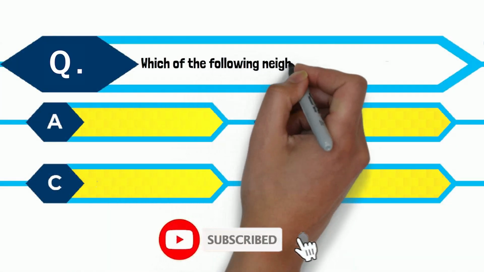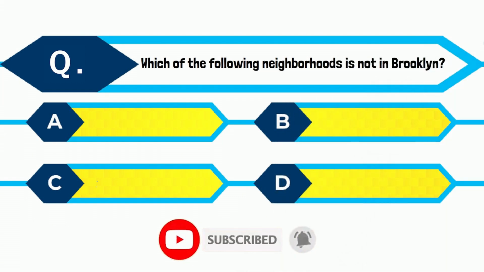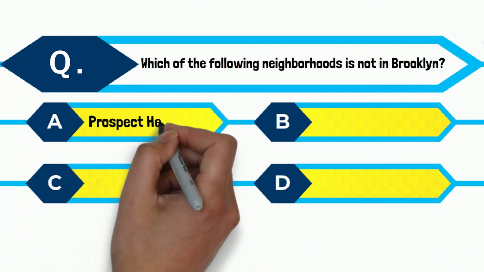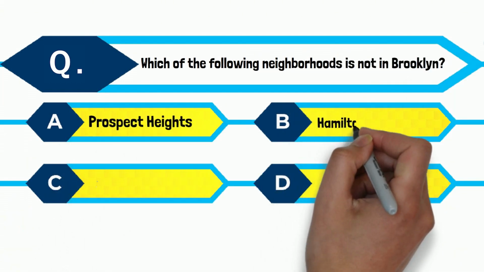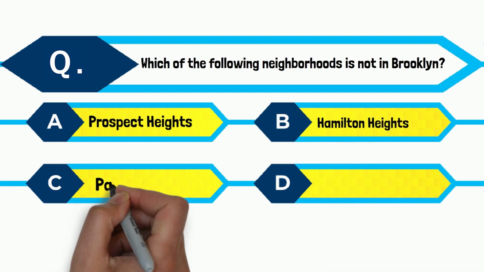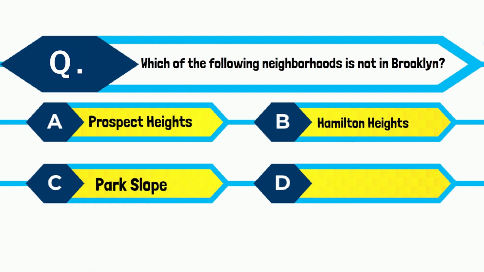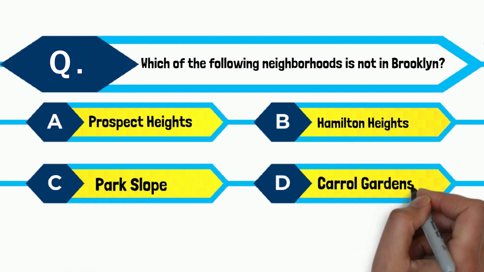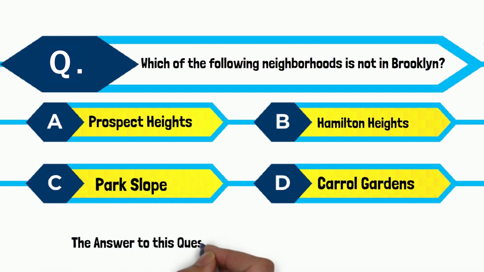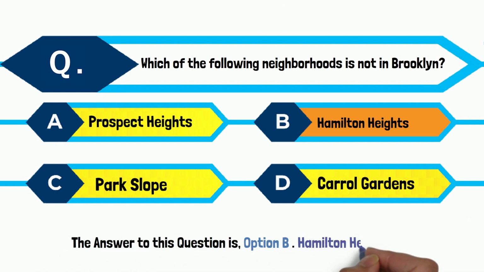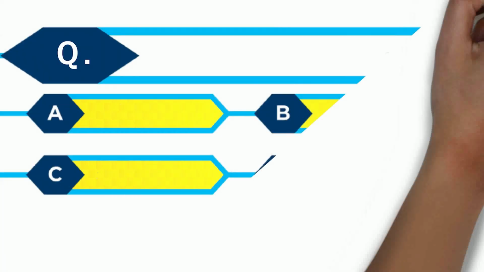Which of the following neighborhoods is not in Brooklyn? Option A, Prospect Heights. Option B, Hamilton Heights. Option C, Park Slope. Option D, Carroll Gardens. The answer to this question is option B, Hamilton Heights.